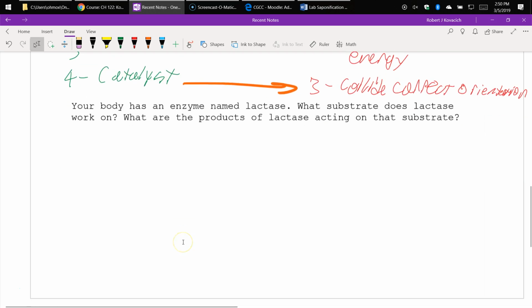Okay, your body has an enzyme named lactase. What substrate does lactase work on? What's the product of lactase acting on that substrate? Okay, so what does lactase work on? Lactose, that's easy.